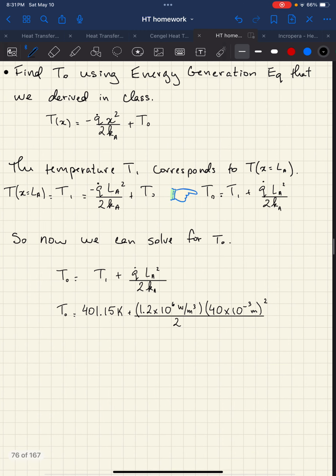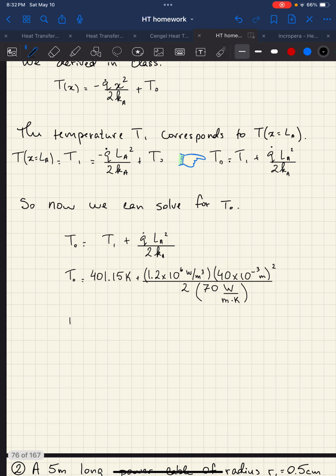Divided by 2, thermal conductivity of material A is 70 watts per meter Kelvin. So then T0 is 414.86 Kelvin, which is basically 141.71 degrees Celsius.